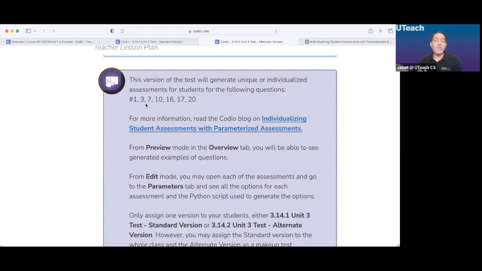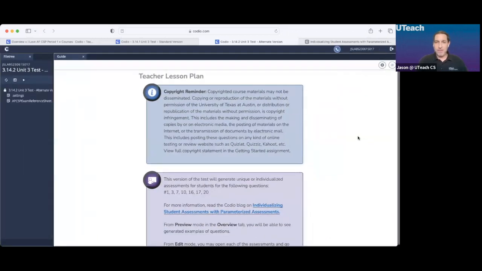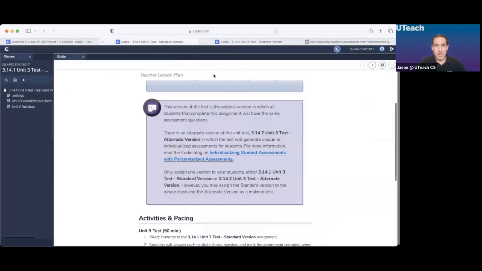So when you go on the alternate version, you'll notice it says this exam has alternate questions for numbers 1, 3, 7, 10, 16, 17, and 20. So it's not like the whole exam is going to be different, but a number of questions are going to be different than the standard version. All right. And when we actually take a look at the exam, we notice that it's going to have a different question number 1 than the standard version. So let's flip over to our standard version as well.